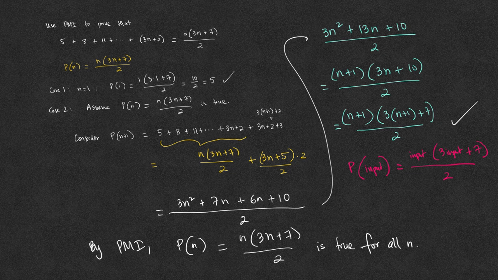This is the difference between the proof, the conclusion, and the assumption. In the assumption for the induction case, we only assume that it is true for n. But in the conclusion, we established that it is true for all n, not just one n, but all n.